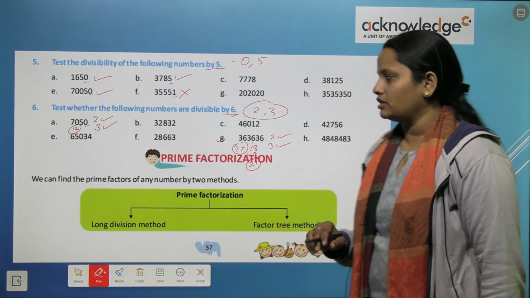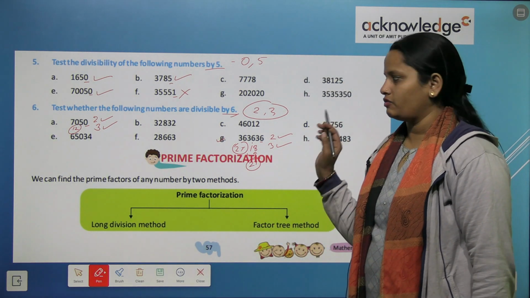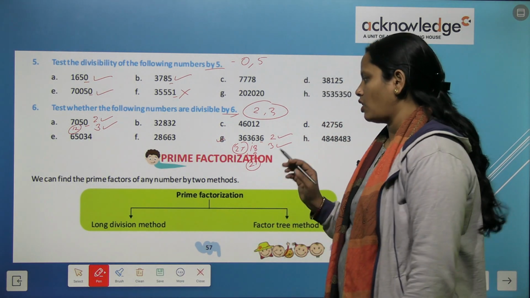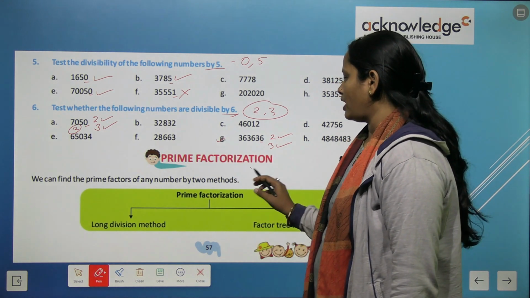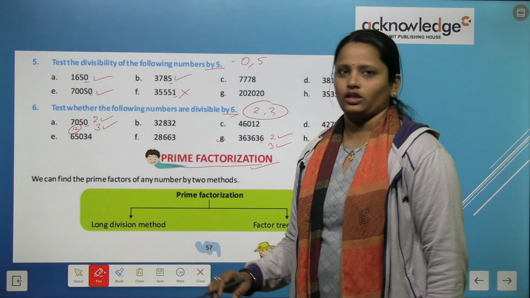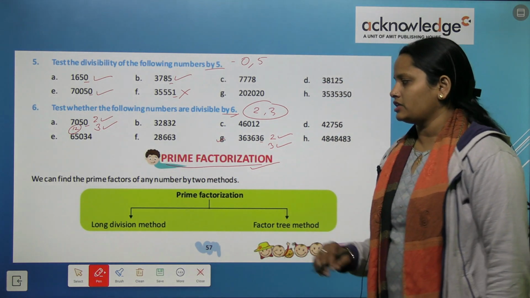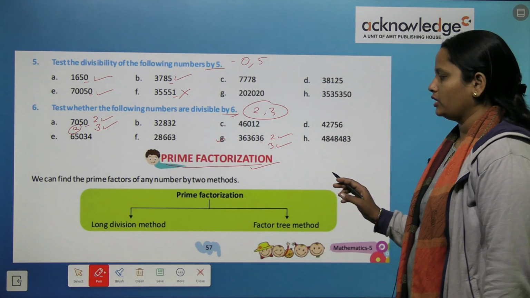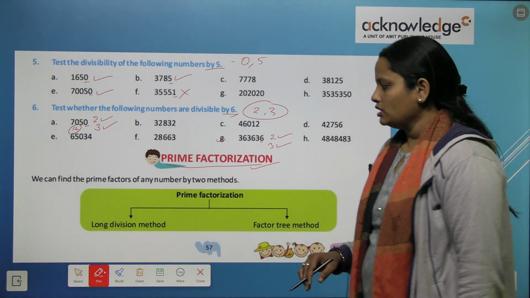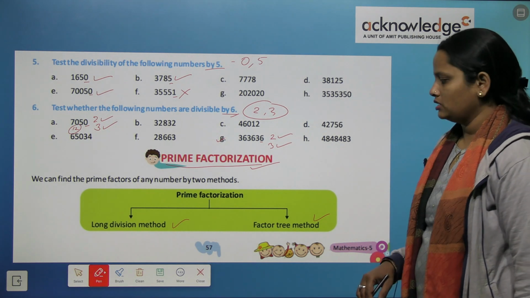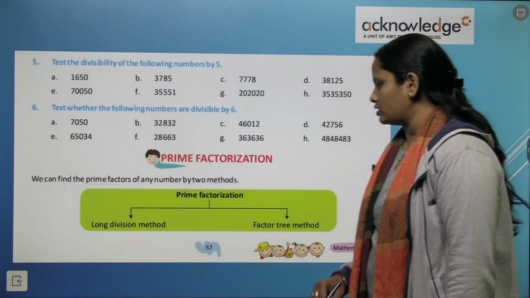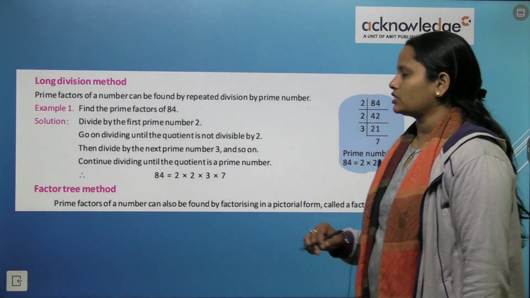Similarly, you have to find the rest of the numbers. You have to check and find out whether they are divisible by 6 or not. Now let's learn prime factorization. Prime factorization क्या होता है? We can find the prime factorization of the numbers by two methods. First is long division method and the second is factor tree method.